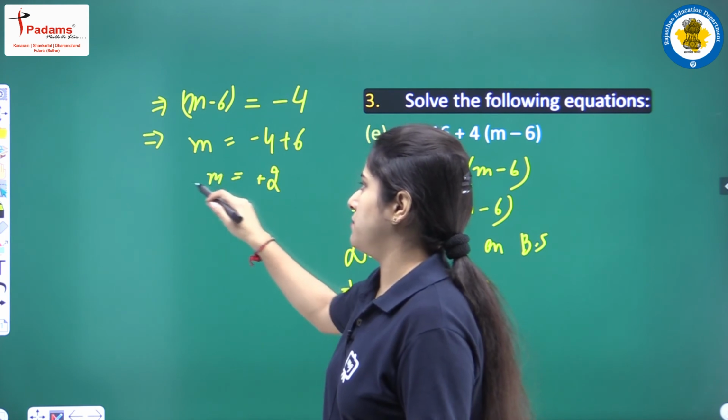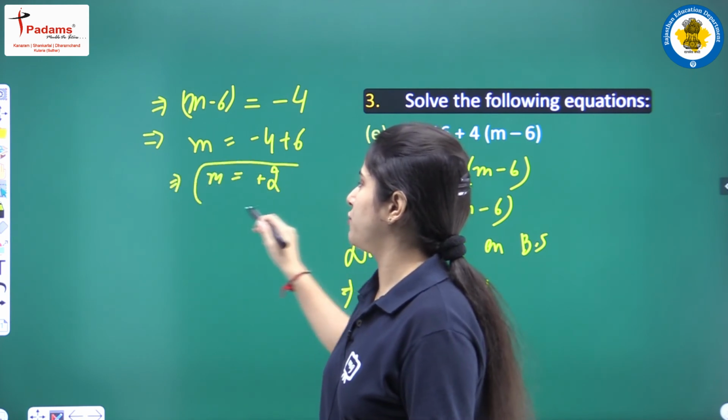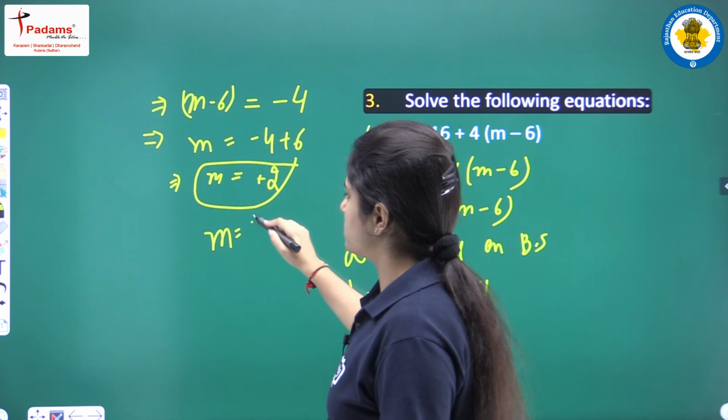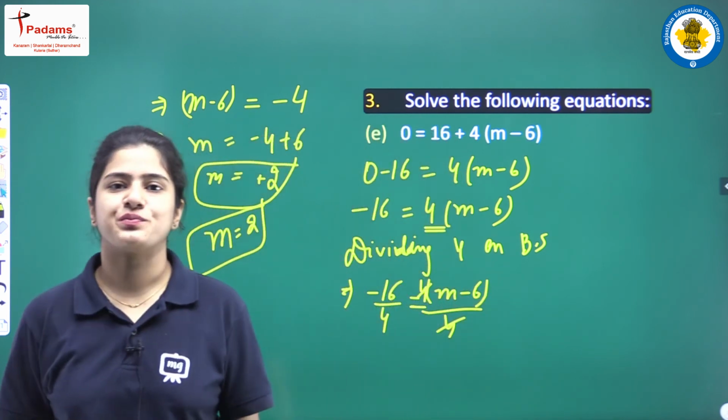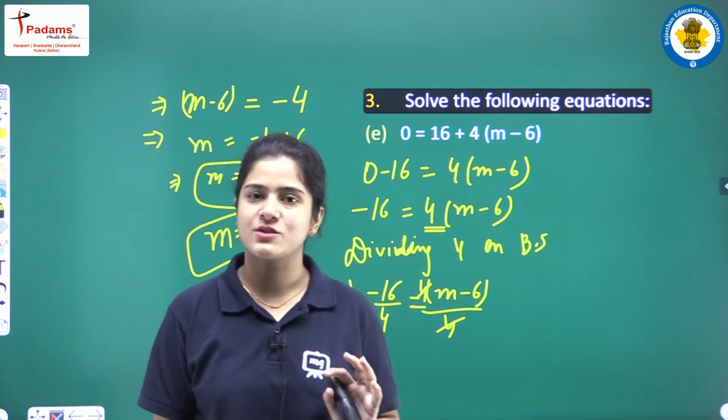So this is m. So students, what is the value of your m? m is equal to 2, okay. So your m is equal to 2. This is the required result, okay students.